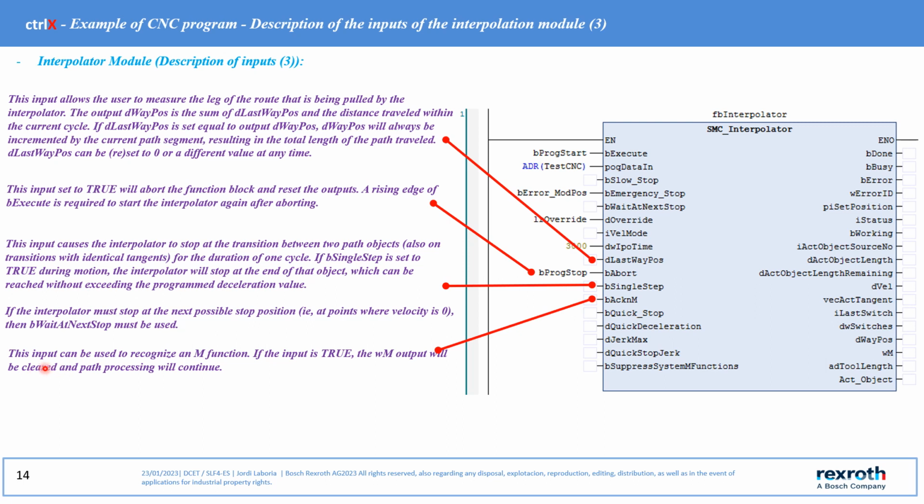B acknowledge M. This input can be used to recognize an M function. If the input is true, the M output will be cleared and path processing will continue.